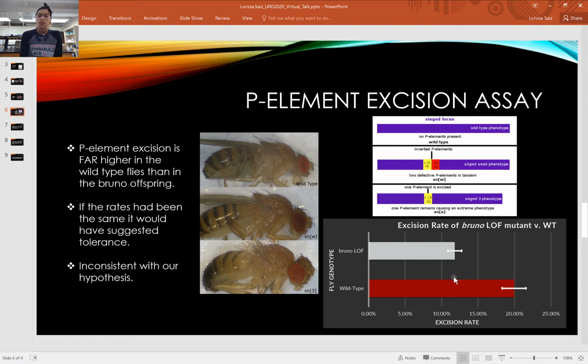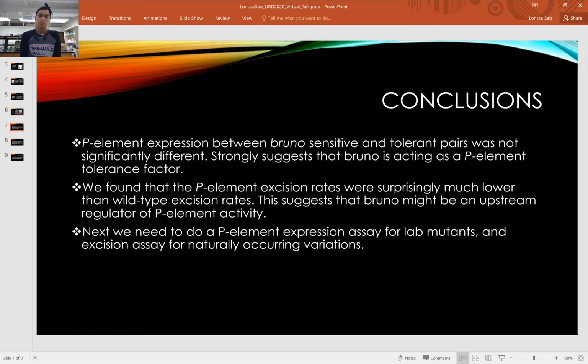So in this study, we saw that the wild type excision rate was far higher than the Bruno loss of function excision rate. So this is surprising because if Bruno was acting as a tolerance factor, then the excision rates across the mutants and wild type should have been very similar or the same. So this is inconsistent with our hypothesis that Bruno is a tolerance factor.